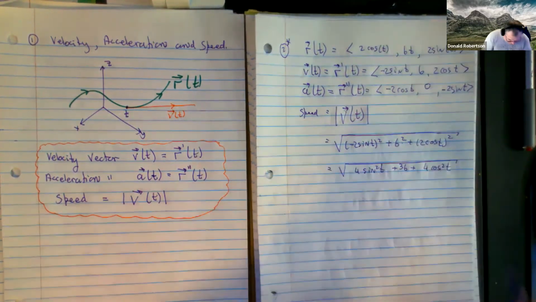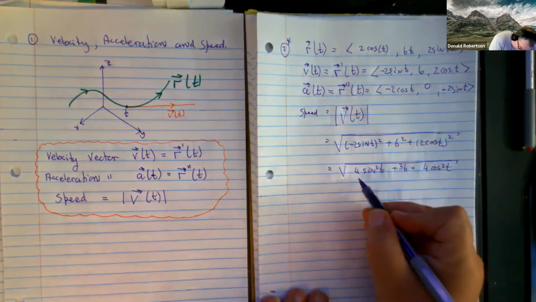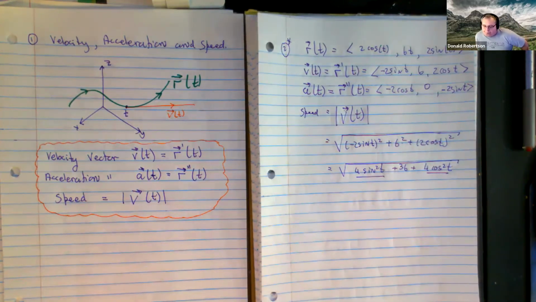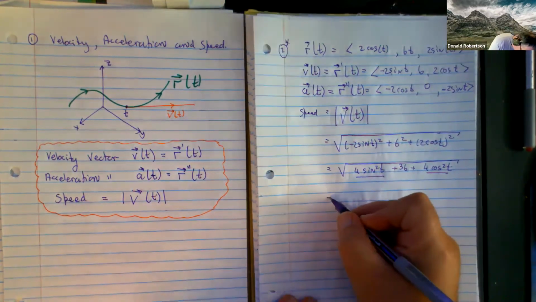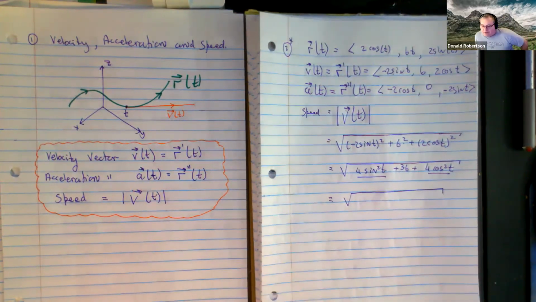And if you see sine squares and cos squares floating around, isn't there a good chance something's going to combine using a very simple trig identity? What do you get from these two guys? What do they become? Take an answer from anyone. What do you get if you take 4 sine squared plus 4 cos squares?